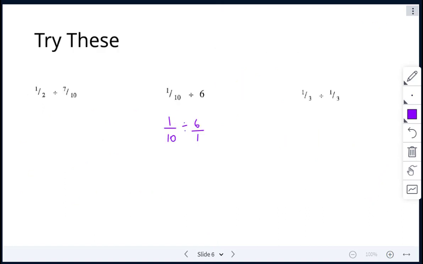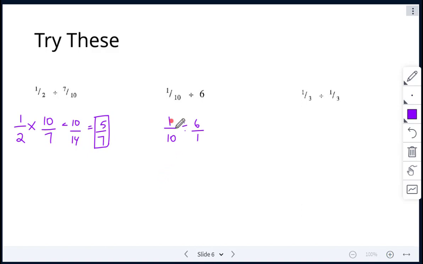All right, so our first question, we had 1 over 2 being divided by 7 over 10. So we keep our first fraction the same. Our second fraction gets flipped to 10 over 7, and then we just multiply. So if you just multiply the numerators, we get 10. Multiply the denominators, we get 14. And then you can just reduce and just divide by 2. So we get 5 over 7 as the final answer for the first question.